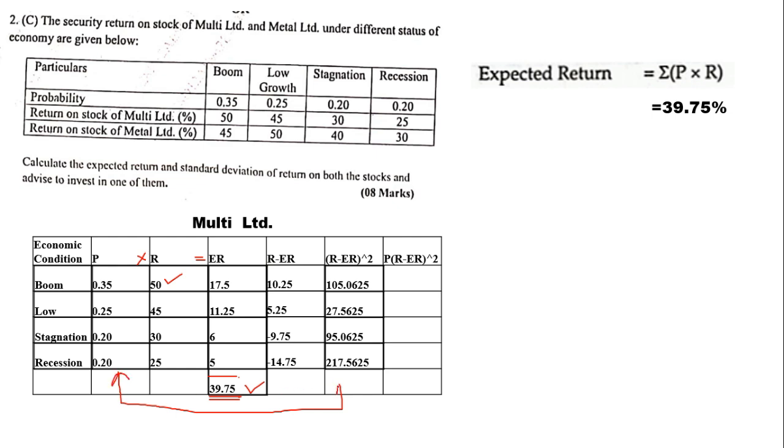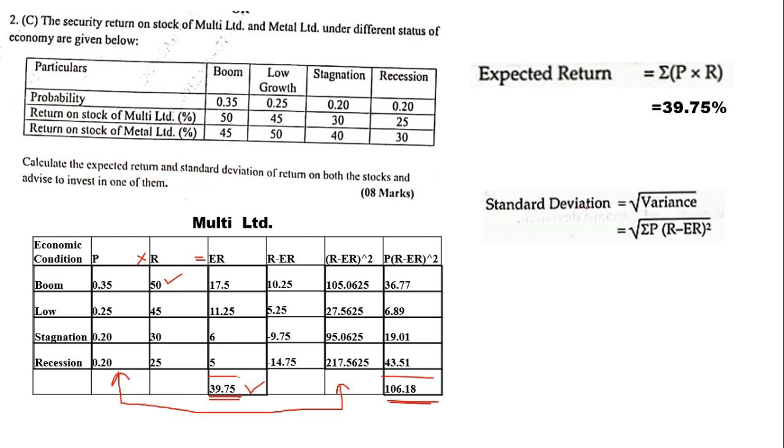Once we have got that, last step, multiply the square with the probability. So 105.06 into 0.35, 27.56 into 0.25, 95.06 into 0.20 and 217.56 into 0.20. When you multiply them, you will get the final amount. That is nothing but the variance part. So we got 36.77, 6.89, 19.01, 43.51. When you total up, we got 106.18. This is nothing but the total variance.